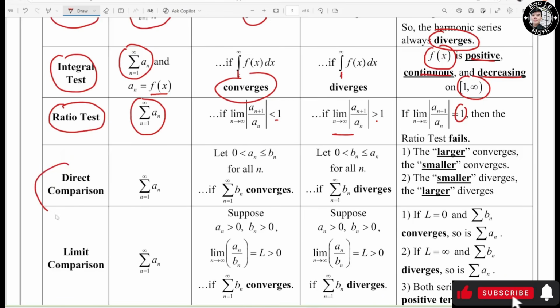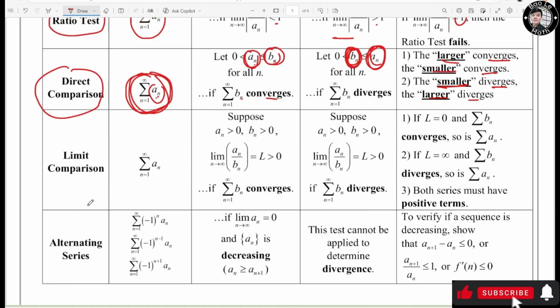Now, next one, the direct comparison test. The formula is given by this. Suppose we have a series that is bigger than this series, right? So keep it right here. So if the bigger converges, the smaller converges, right? So if b sub n converges, a sub n converges. Now, to determine if the series diverges, we're going to compare it with the other one that is smaller than a sub n, right? So if the smaller diverges, the bigger diverges. So if this one diverges, this diverges, right?